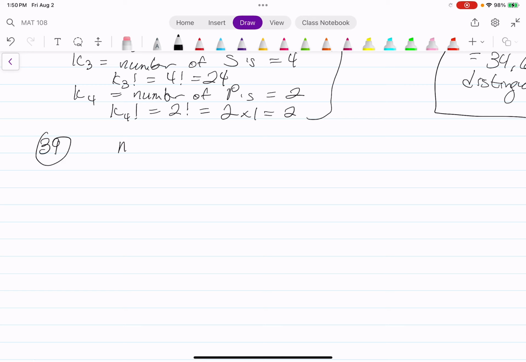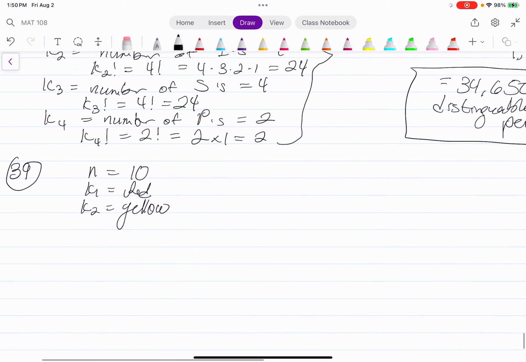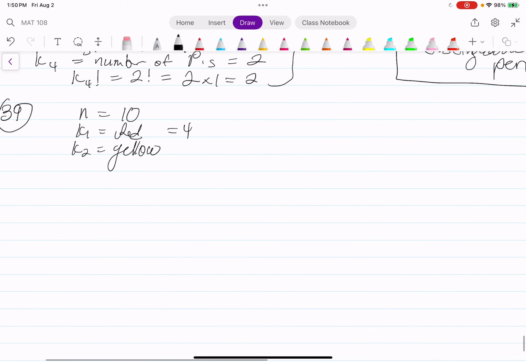So for number 39, we have a total of 10 gumballs. K sub 1 is going to be red, K sub 2 is going to be yellow. I believe that's how it's written. There are 4 red gumballs and 6 yellow gumballs. Because we already established that we'll be using the distinguishable permutation formula, that is going to be 10 factorial divided by 4 factorial times 6 factorial.